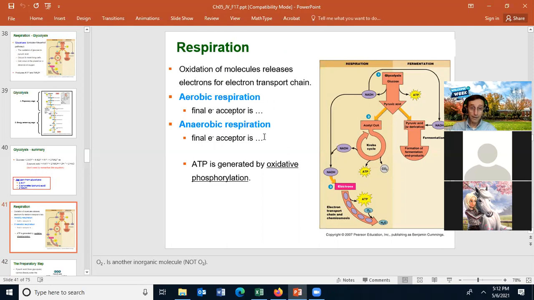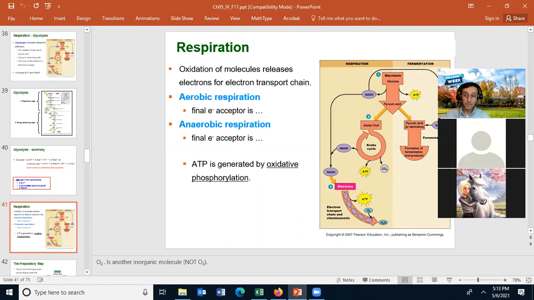The important part is in anaerobic respiration, the electrons flow to another molecule that is not oxygen. And then in respiration, ATP is generated by the electron transport chain, which is shown here. Any question about any of that?